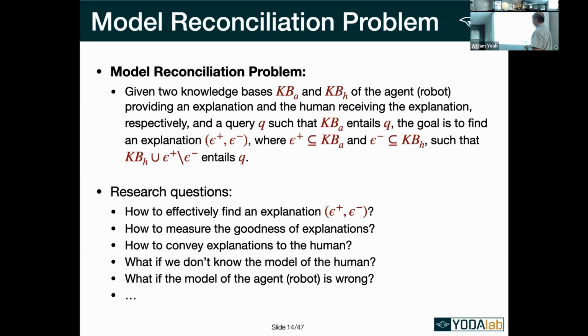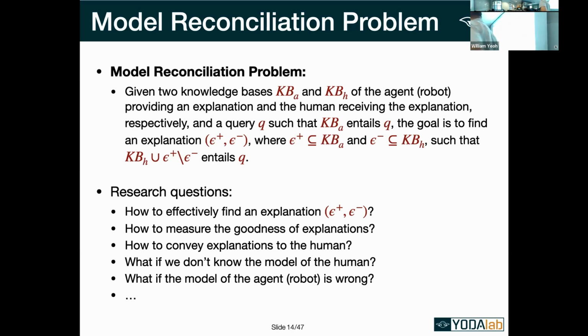And then the fourth bullet here is a common criticism of this problem formulation, which is that it makes the ridiculous assumption that you must know KBH. Roomba must know your mental model before it can find an explanation. That's obviously an unrealistic assumption. So how do we relax that? And the last one is what happens if Roomba's model is also wrong.